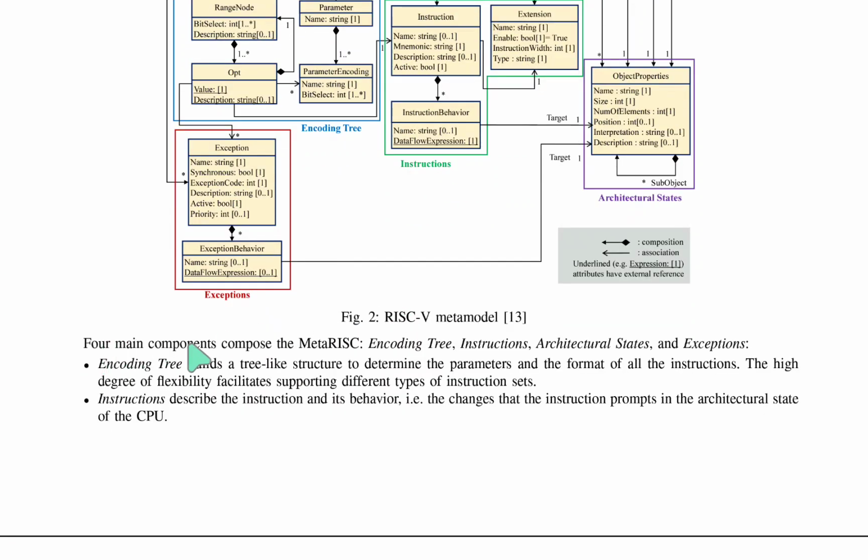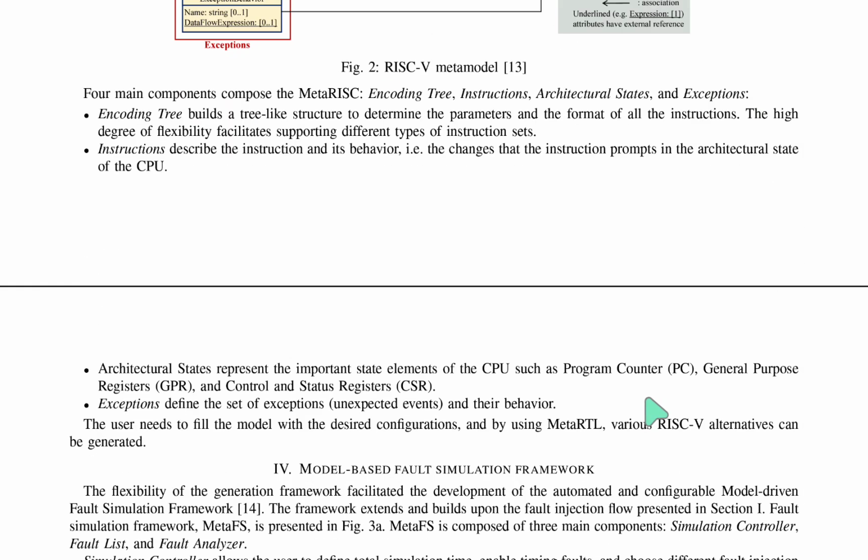Four main components compose the meta RISC-V: encoding tree, instruction, architectural state, and exceptions. The encoding tree builds a tree-like structure to determine the parameters and the format of all instructions. The high degree of flexibility facilitates supporting different types of instruction sets. Instructions describe the instruction and its behavior, that is, the changes the instruction prompts in the architectural state of the CPU.